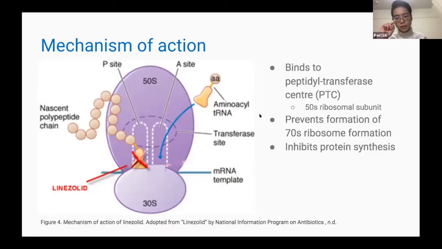Now, linezolid works by binding to the peptidyl transferase center of the 50S ribosomal subunit. The 50S ribosomal subunit is basically the protein-making machinery in bacteria. And how they work is that the 50S binds to the 30S ribosomal subunit to form the 70S.